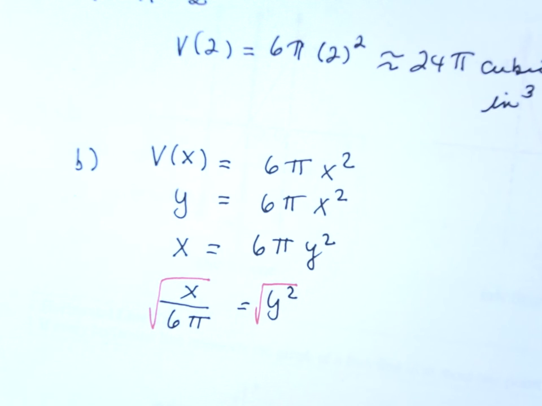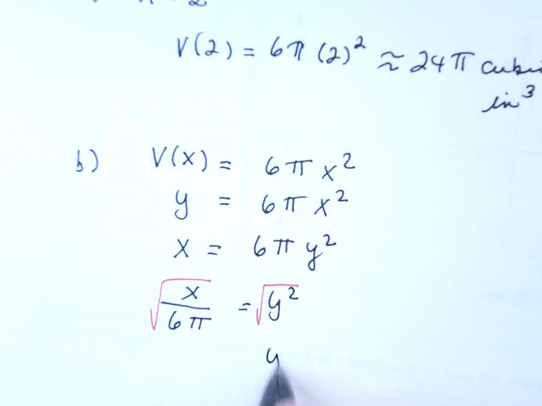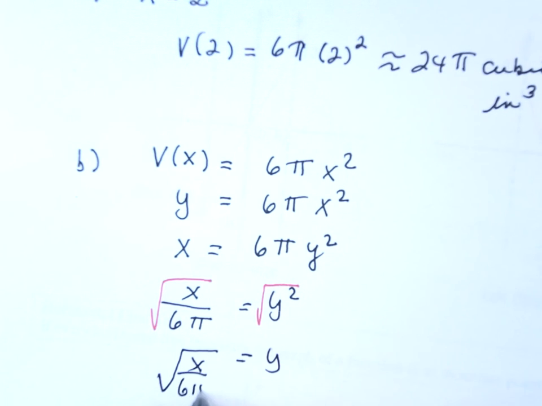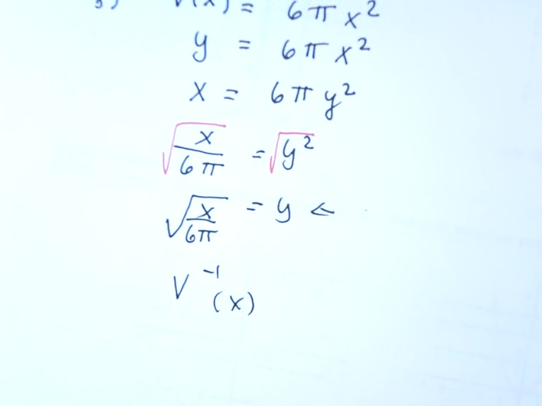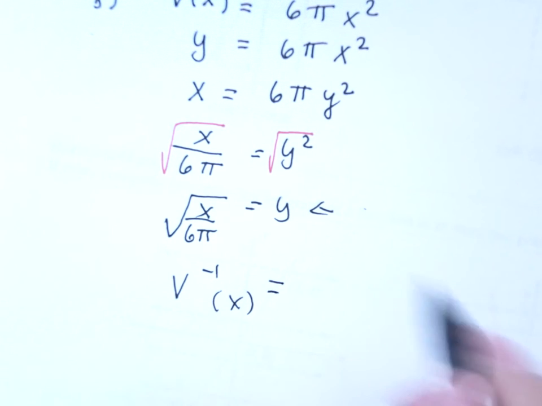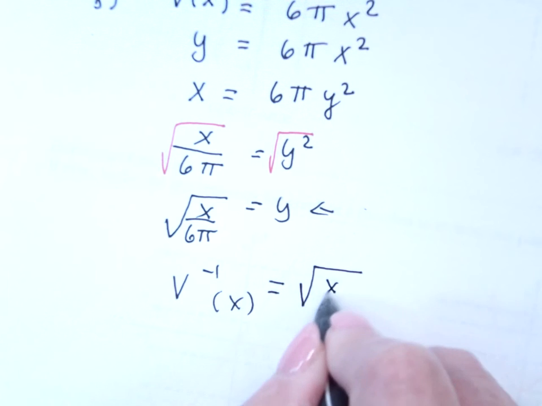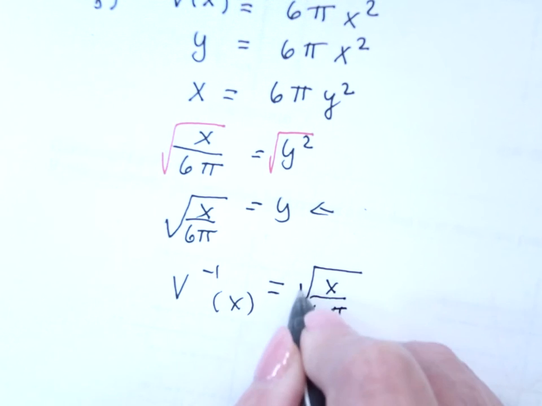The only reason why I ignore the minus is, well, we're dealing with a real world problem, right? You don't have negative inches, you don't have negative volume. Would be nice sometimes. So y is equal to the square root of x divided by 6 pi. That's your inverse. So V inverse of x equals the square root of x over 6 pi.